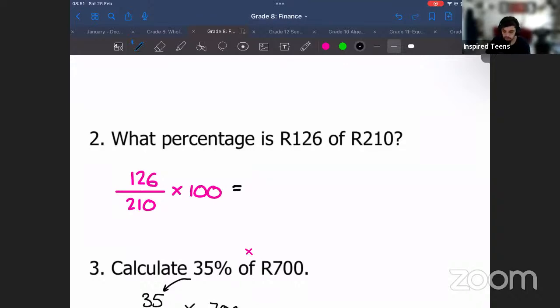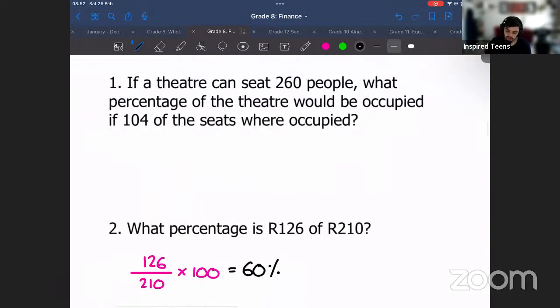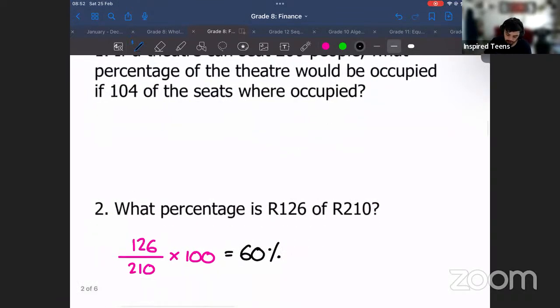Time is class end, normally at 50, we should end at around 53. Let's just try and complete a few things. So 126 over 210 multiplied by 100 gives me 60%. I've done it on a calculator. Remember, you can do it both ways, right? At this point, you guys really should be having calculators. You should be allowed to use calculators for certain things.